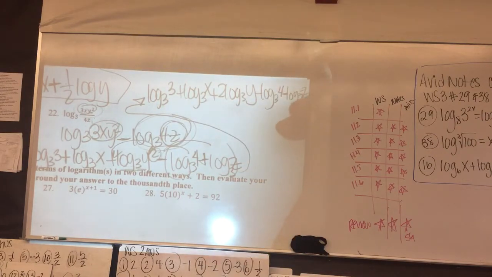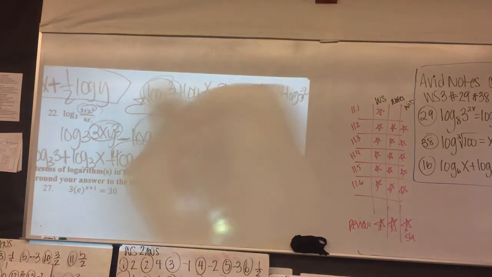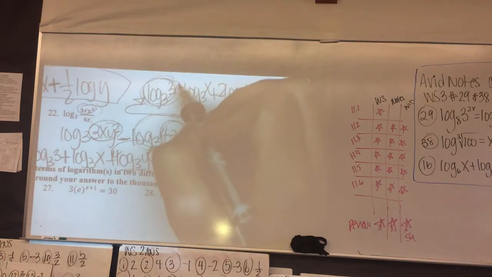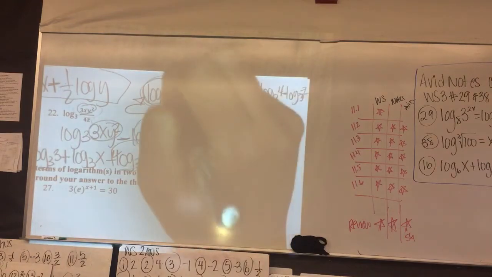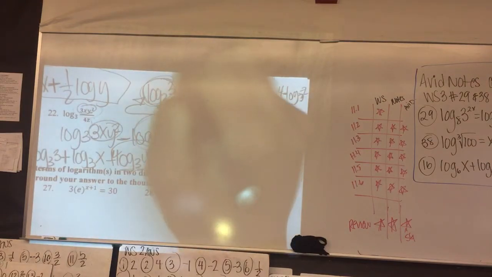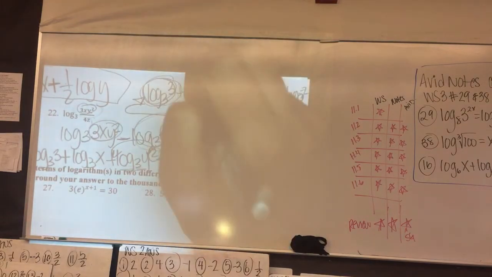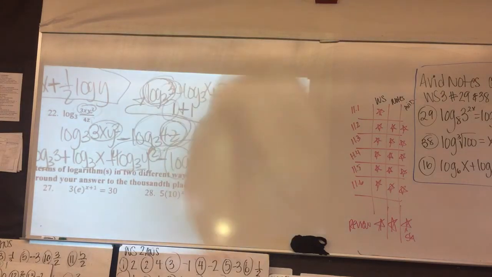Last step. Any roots? No. Any powers? No more, but I have to evaluate. In this one I can evaluate. 3 to what power is 3? That's 1. The 1 does not disappear. It stays a 1, and I have to keep the plus sign. So this became the 1. Can't evaluate that one.